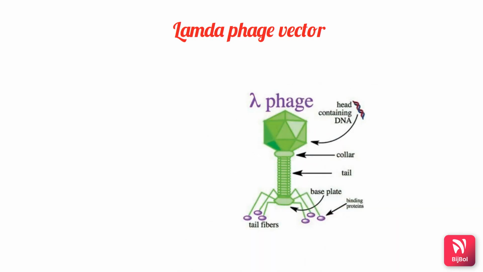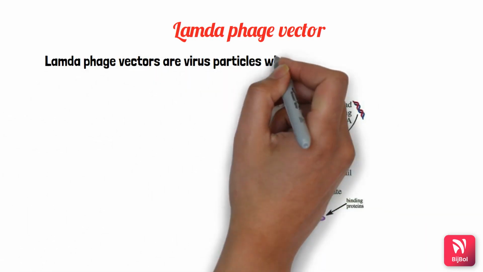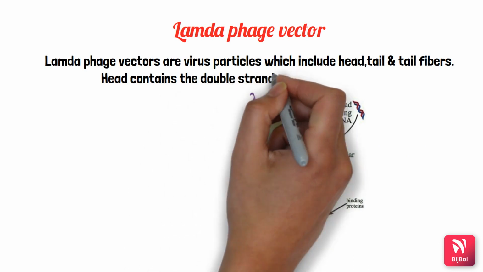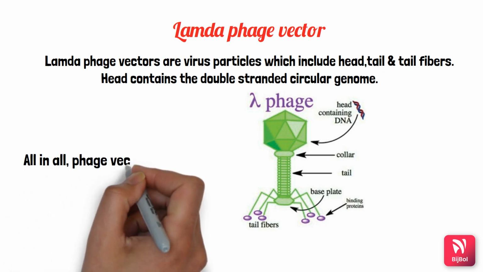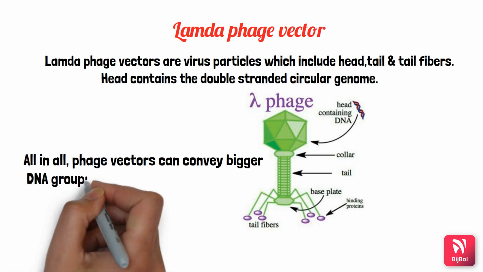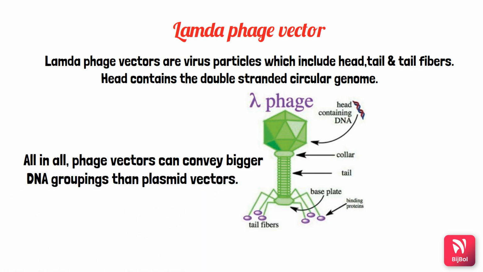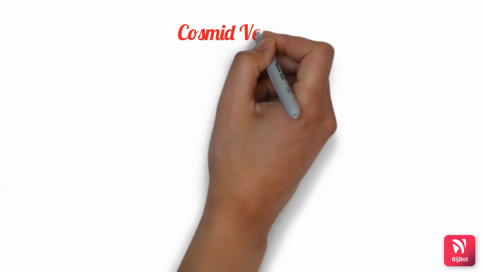Next vector is the lambda phage vector. Lambda phage vector is a virus particle which includes the head, tail and tail fibers, and the head contains the double-stranded genome. All in all, these lambda phage vectors can carry bigger DNA segments than plasmid vectors. As we have already studied, plasmids carry less than 20 kilobase pairs, but the lambda phage vector can carry bigger DNA segments. So that is the difference between the plasmid and the lambda phage.